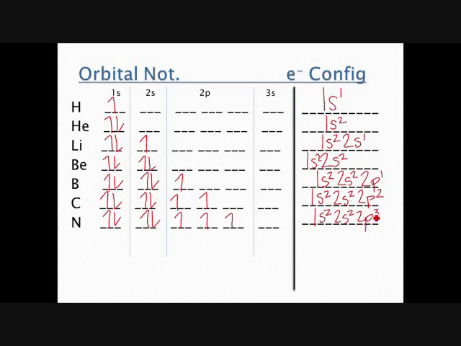So go ahead and finish the rest of the way down. So again, you should not even have any 3s in the electron configuration until you get to sodium.